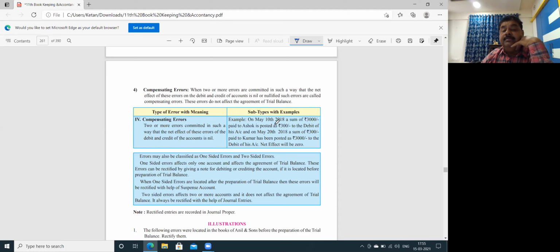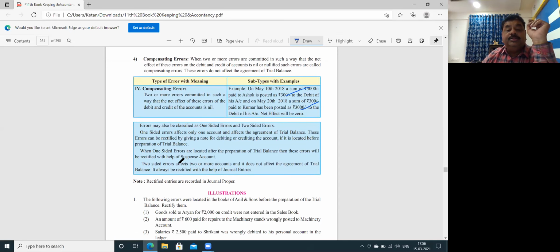Example: on 10th May 2018, a sum of 3,000 paid to Ashok is posted as 300 to the debit of Ashok account. And on 20th May 2018, a sum of 300 paid to Kumar has been posted as 3,000 to the debit of his account. The effect is now nil. Where 3000 should have been written you wrote 300, and where 300 should have been written you wrote 3000. So what is happening? It is a compensating error and it is not affecting the trial balance.